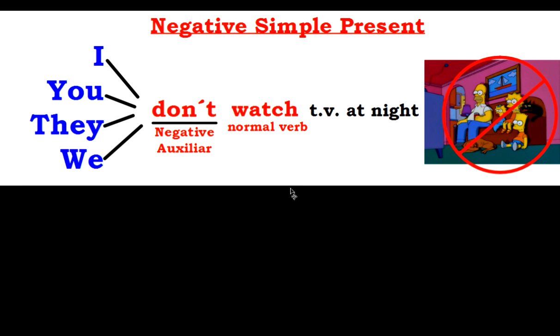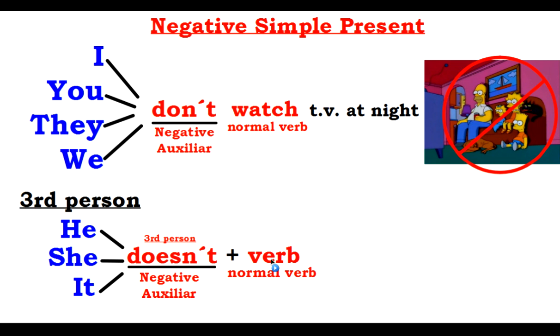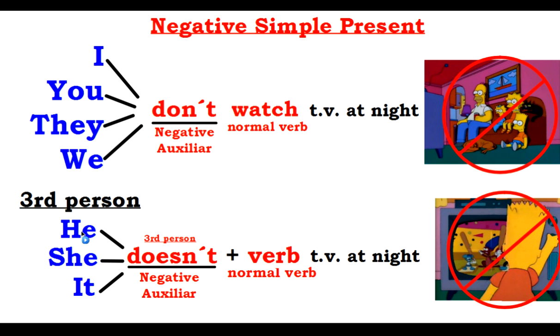Very good. Now, for the third person subjects, he, she, and it, the negative auxiliary is doesn't. And that's the third person conjugation. We use the normal verb in the negative. For example, he doesn't watch TV at night. The normal verb. The third person conjugation is on the negative auxiliary. He doesn't. He doesn't watch TV at night.